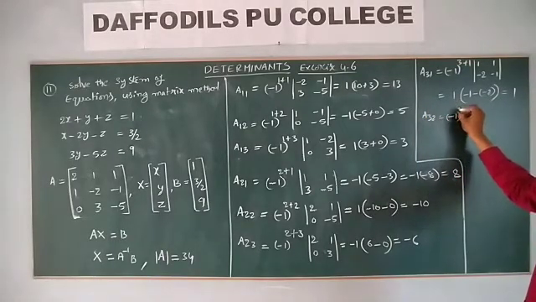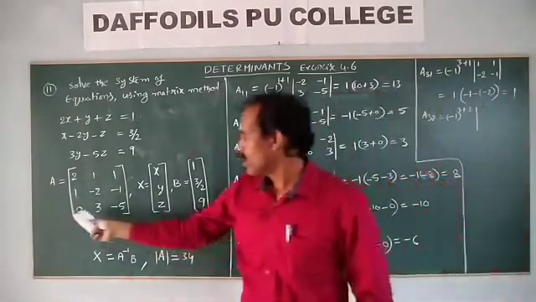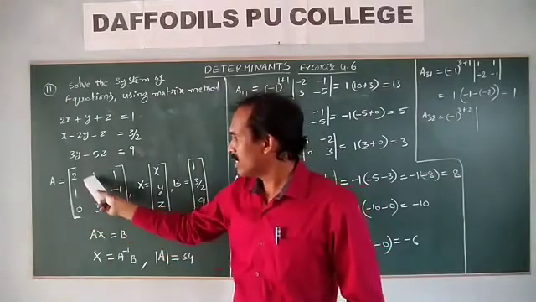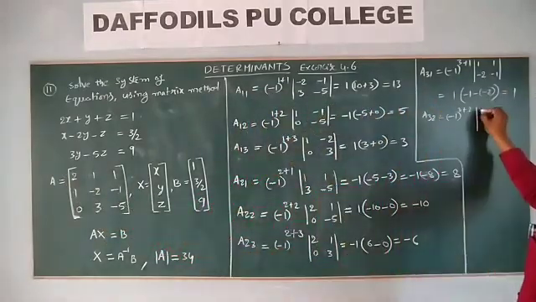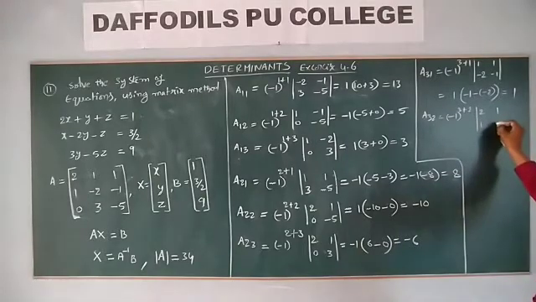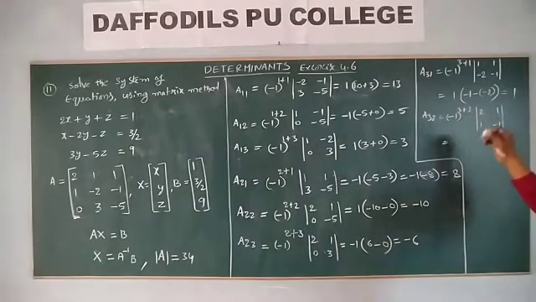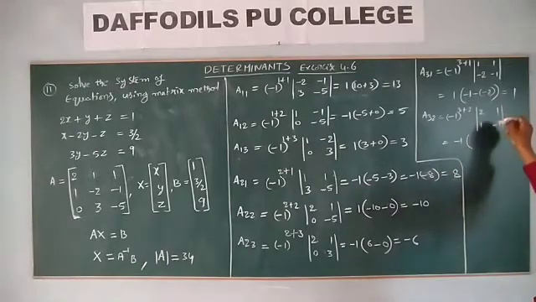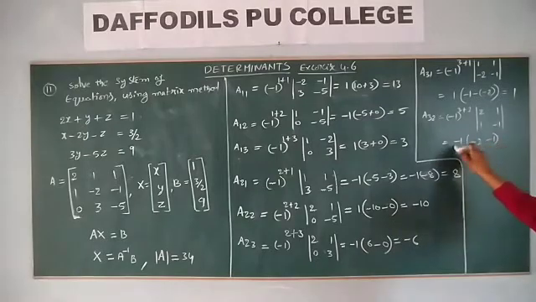A32 is equal to minus 1 to the power of 3 plus 2 and its minor. What is the minor of A32? Deleting this row and this column, the remaining elements are 2 1 1 minus 1. That is equal to minus 1 to the power of 3 plus 2, so the value is 5, minus 1 to the power of 5, times minus 2 minus 1, which is minus 3, into minus 1 plus 3. Okay, right. Next.